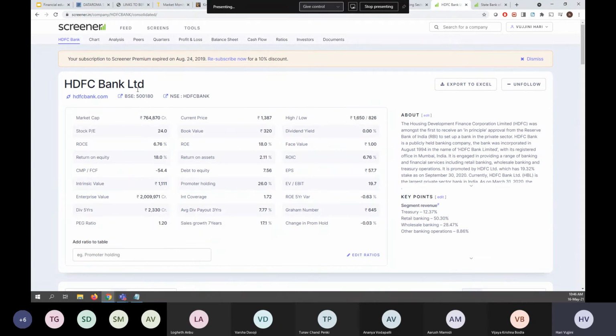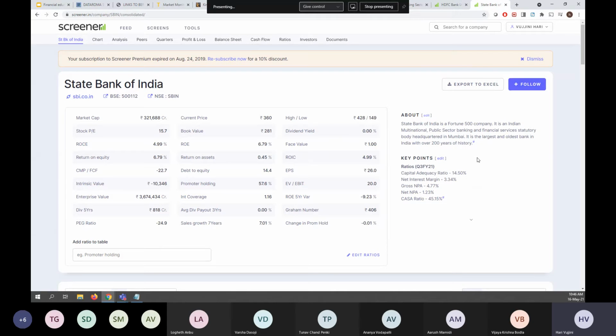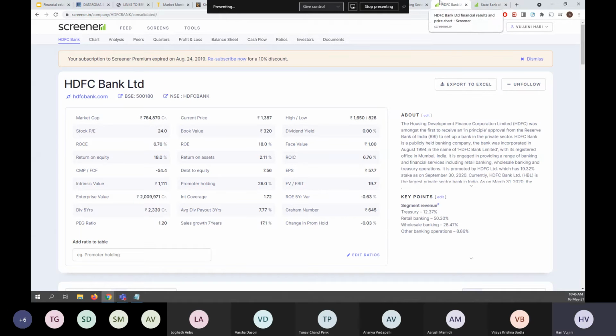If you look at HDFC Bank, I opened the screen. There's more profit in HDFC Bank than the other bank. Exactly. Though HDFC is serving fewer customers, they have more profit. Though SBI is serving more customers, they have less profit. So let's look at that from a financial angle. I opened both HDFC and SBI.